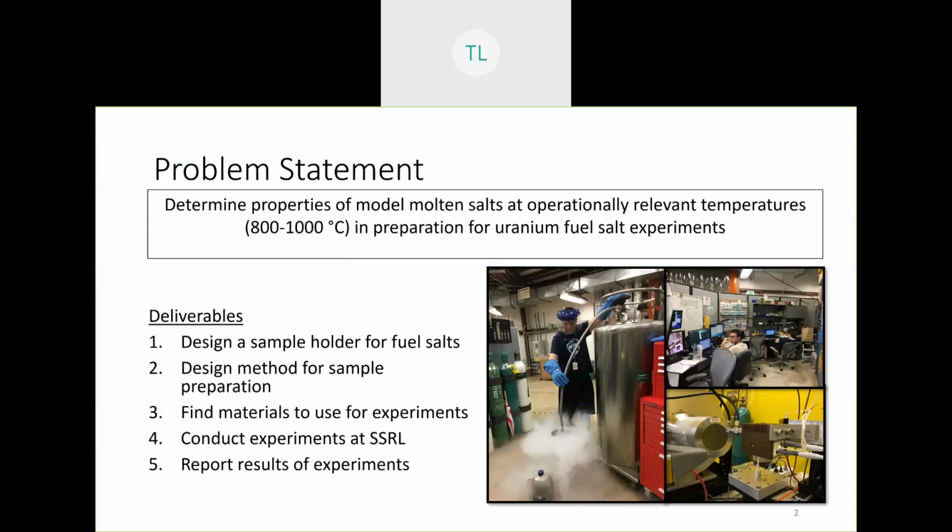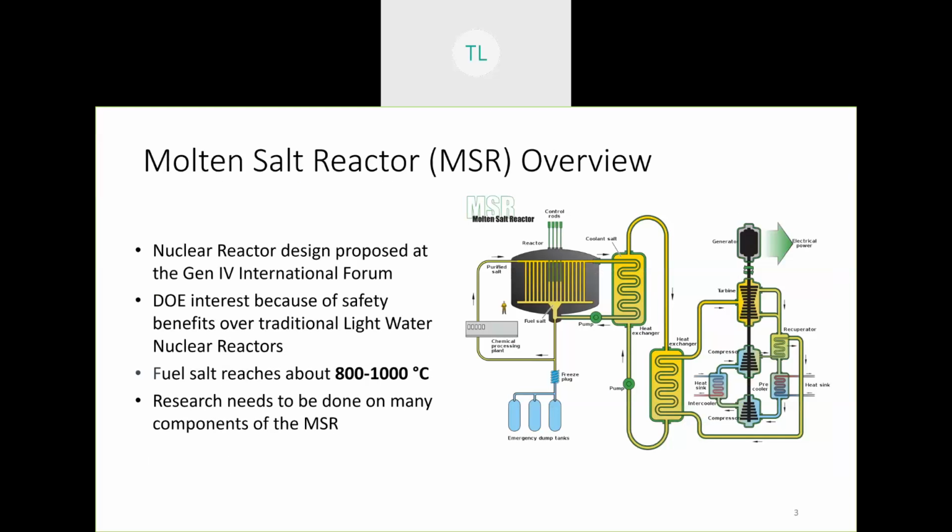So the problem statement is to determine properties of model molten salts at operationally relevant temperatures in preparation for uranium fuel salt experiments. The DOE is interested in molten salt reactors because of safety benefits over traditional light water nuclear reactors. But a lot of research needs to be done on many components of the MSR before they can be implemented in the public or for energy use. One of those areas is the salt properties themselves.